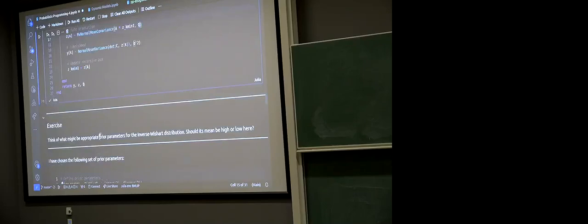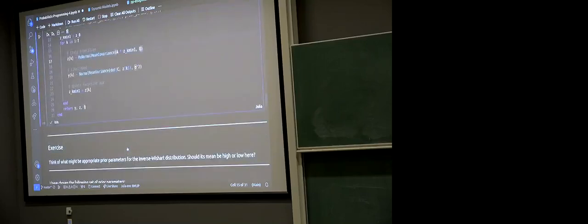I have an exercise here to think about. Let's do a break anyway, then you can think about this exercise. Should the prior parameters be high or low for this Wishart distribution?